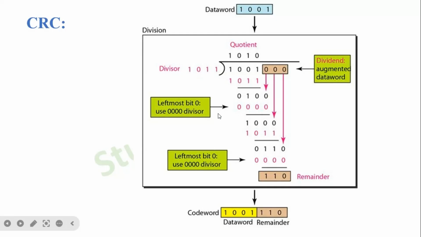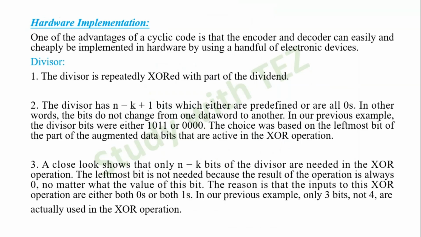Only these two can happen. No other bit formation is possible here. Either 1 times the divisor, the divisor itself, or all zeros. Only these two things are possible while you are XORing. So that is what they are trying to tell you here.